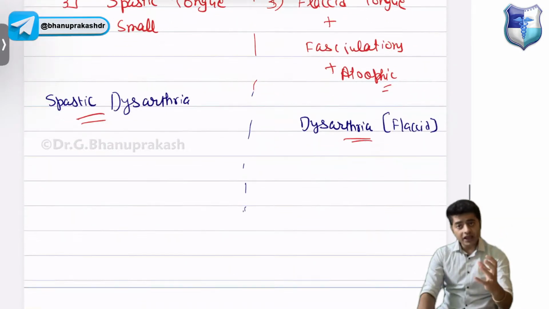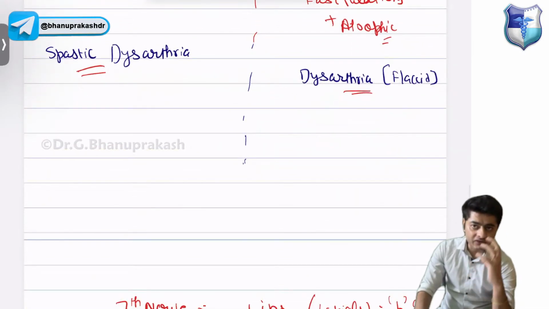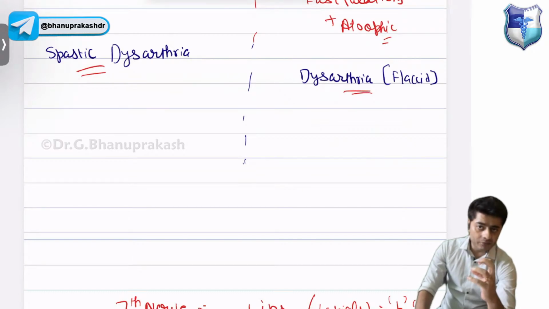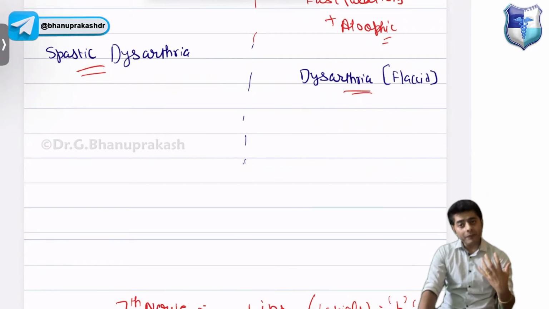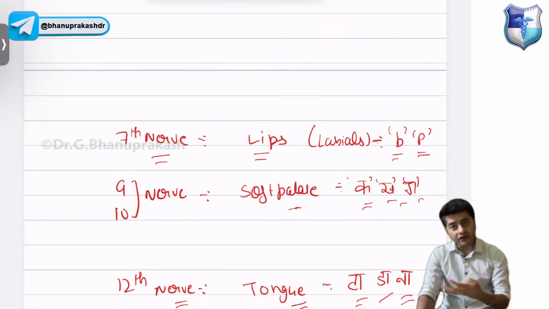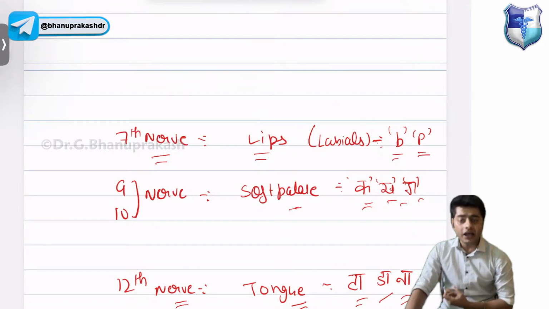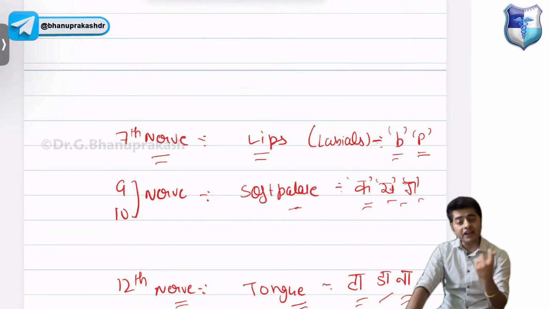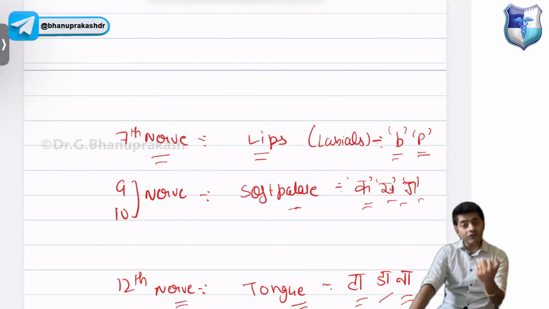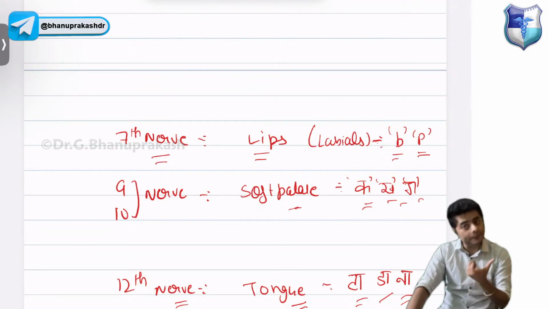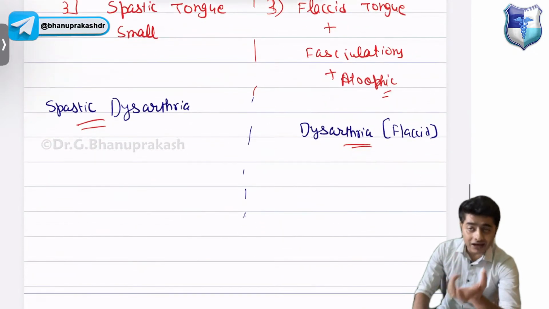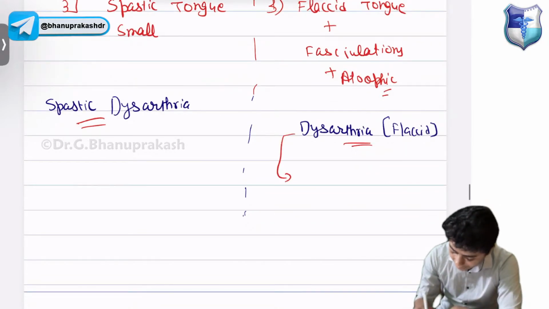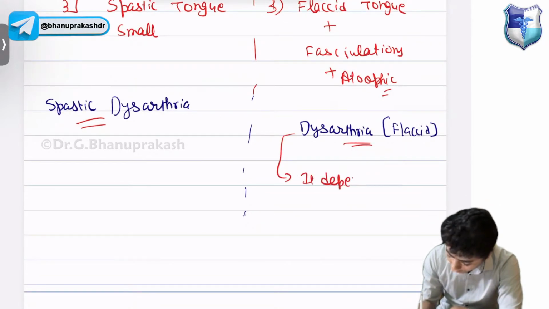Now, suppose a patient is having bulbar palsy, there will be a flaccid dysarthria, but it will depend on which nerve the bulbar palsy involves. If it is involving the 9th and 10th nerve, there will be difficulty only in ka, kha, ga. If it is involving only the 12th nerve, then there will be difficulty in ta, da, na only. And if it is involving only the 7th nerve, then there will be a problem in the lips, P and B only. So when it comes to dysarthria in bulbar palsy, it depends on the nerve involved.